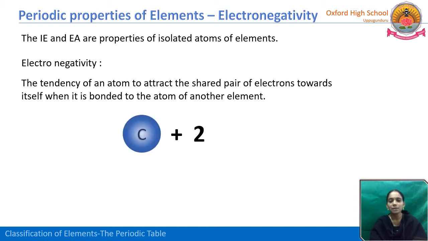Let us see an example here. Carbon and two molecules of oxygen mix and form carbon dioxide. How are they sharing the electrons? Let us see. What is the carbon valency? 4. Oxygen is 6. The outermost shell contains 4 electrons in carbon, whereas in oxygen it contains 6 electrons.